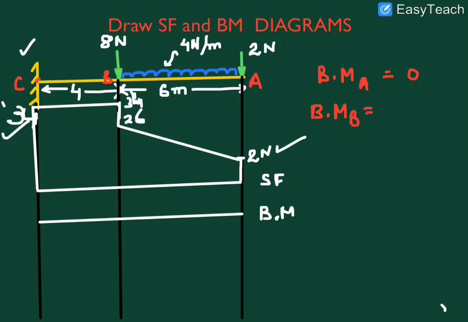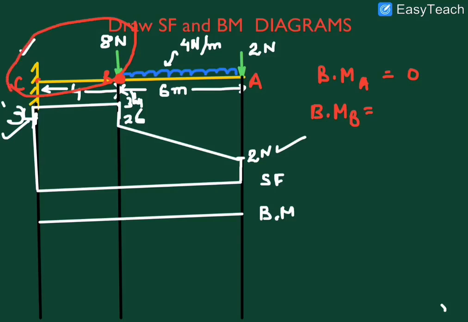Now we have to calculate the bending moment at point B. If you find the bending moment at point B, that means you are finding the bending moment at this point, so you watch only the diagram on the right side of this one. I can say that we can erase this diagram, that is from here to here.